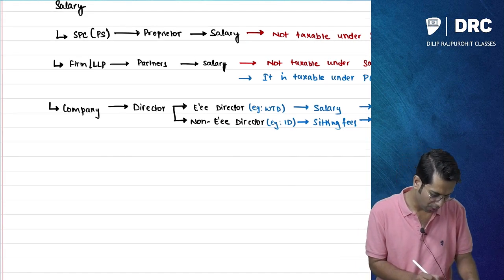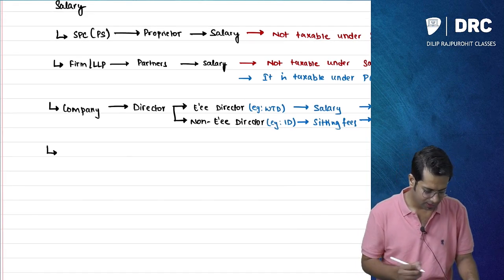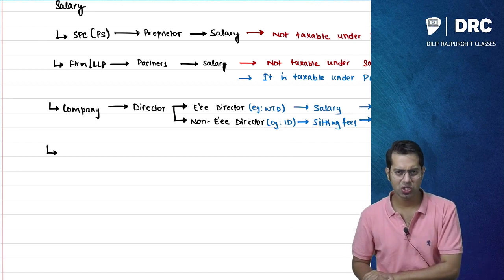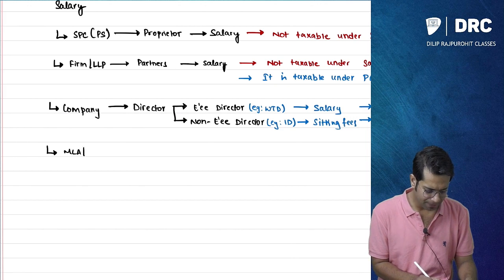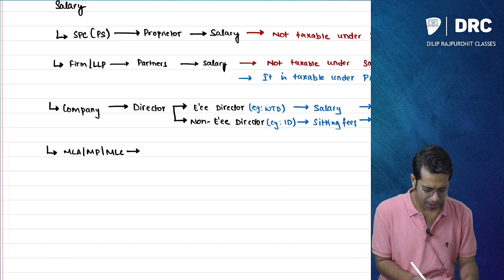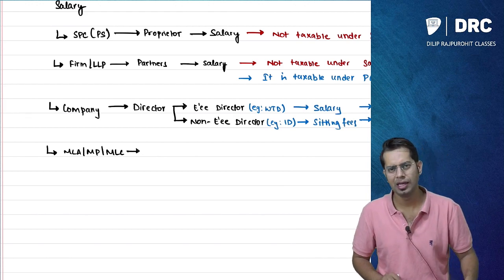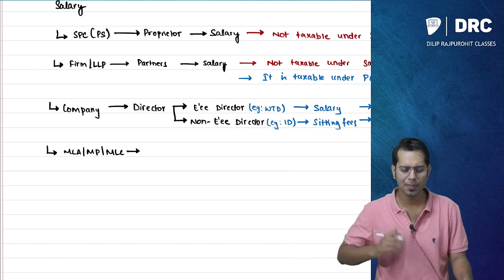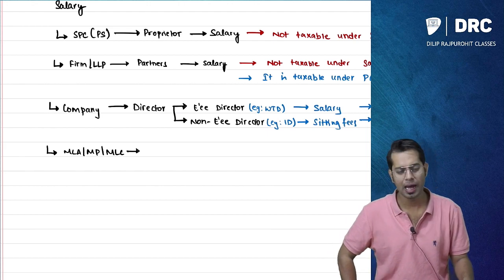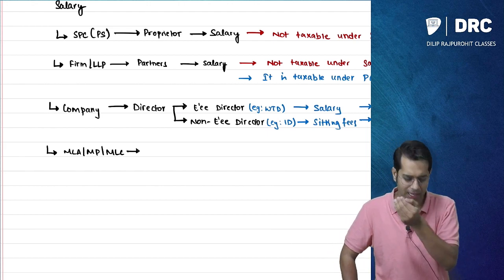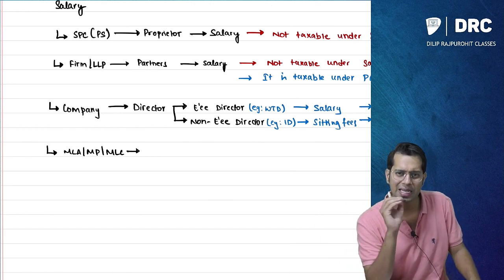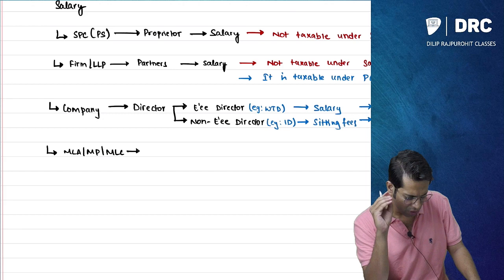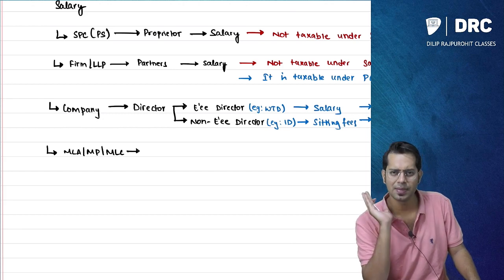Now, one more point. Sir, about directors we understood, but what about MLAs and MPs? What about the amount which is paid to a Member of Legislative Assembly, Member of Parliament, MLC, etc.? Is the amount paid to them taxable under the head salary?